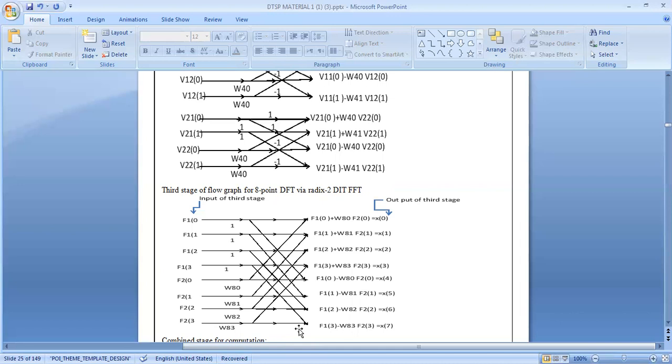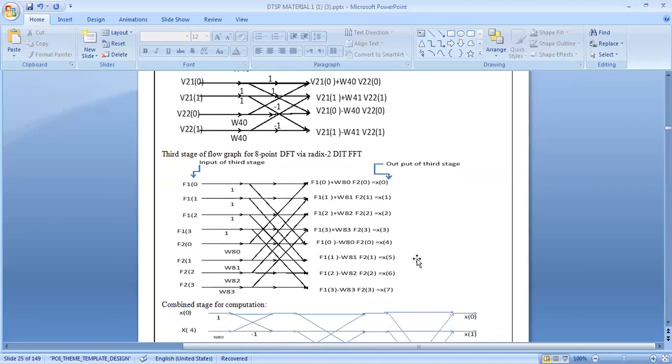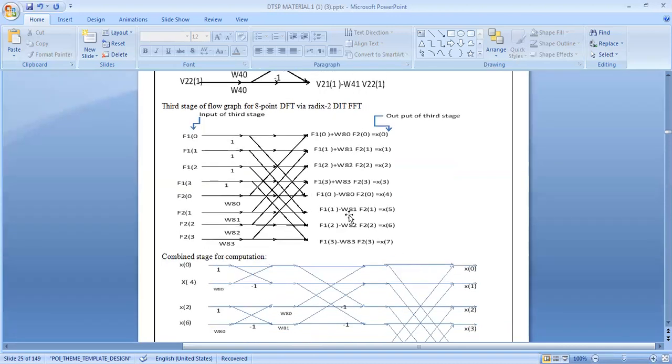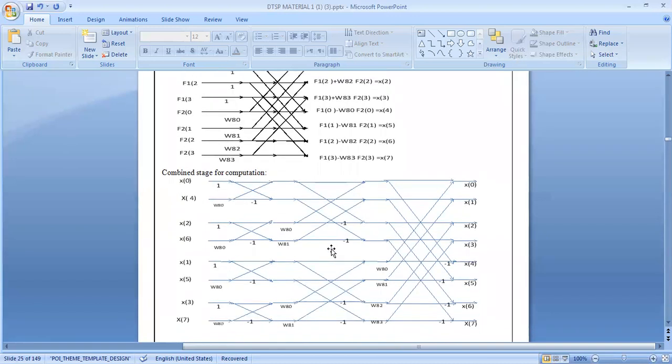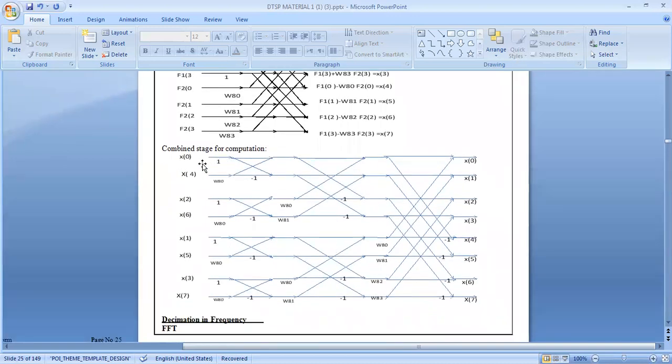Okay, then you go for the other part. So it will be the subtraction of the complex numbers. So we'll be making a subtraction of F1 of 0, F1 of 1, F1 of 2, F1 of 3 minus W8 of 0, W8 power 1, W8 power 2 and W8 power 3 times the F2 values. So we'll be getting X of 4, X of 5, X of 6 and X of 7. Okay, so let me have the overall combined stage. So what we'll be getting? X of 0 will be combining with X of 4.